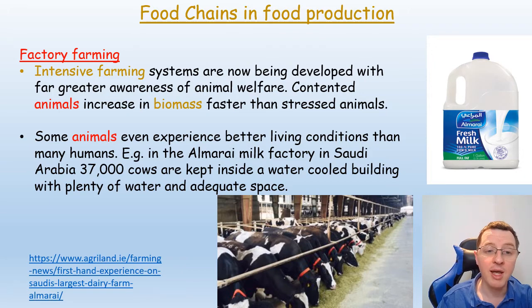For example, in the Al Mari milk factory in Saudi Arabia, the largest herd of dairy cows in the world are kept. 37,000 cows are kept inside a water-cooled building with plenty of water and adequate space, and that's a lot more than many people in the world experience in their daily living conditions.